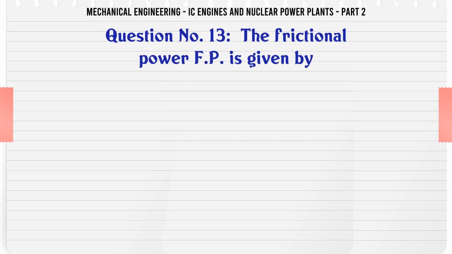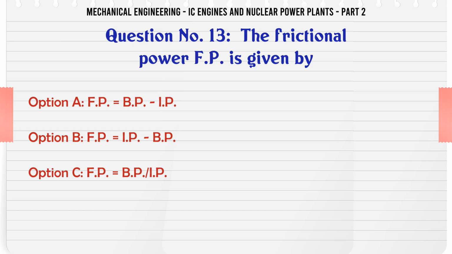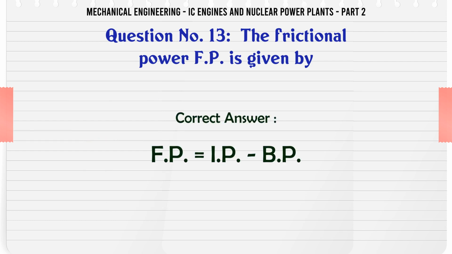The frictional power Fp is given by A. Fp = Bp + Ip, B. Fp = Ip - Bp, C. Fp = Bp - Ip, D. Fp = Ip + Bp. The correct answer is Fp = Ip - Bp.